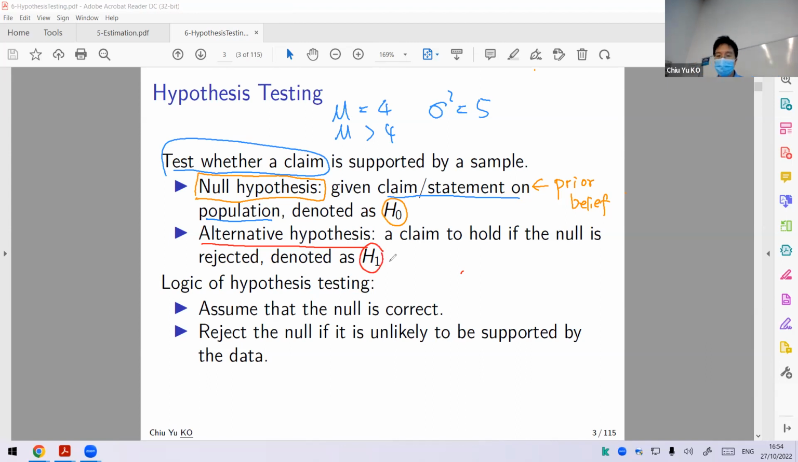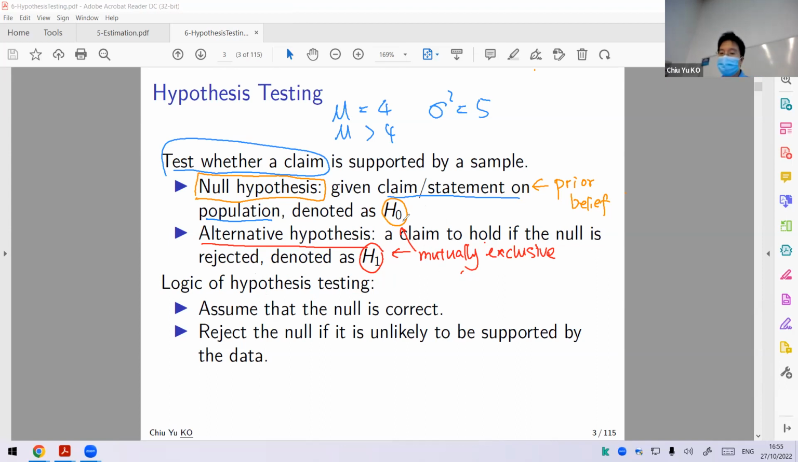And obviously, these two are mutually exclusive, right? Because if you reject H null, it must be H1, okay? But they need not be exhaustive, okay? So it means that they need not be complement to each other. Later you will see what I'm saying. Do you see what I mean by mutually exclusive?